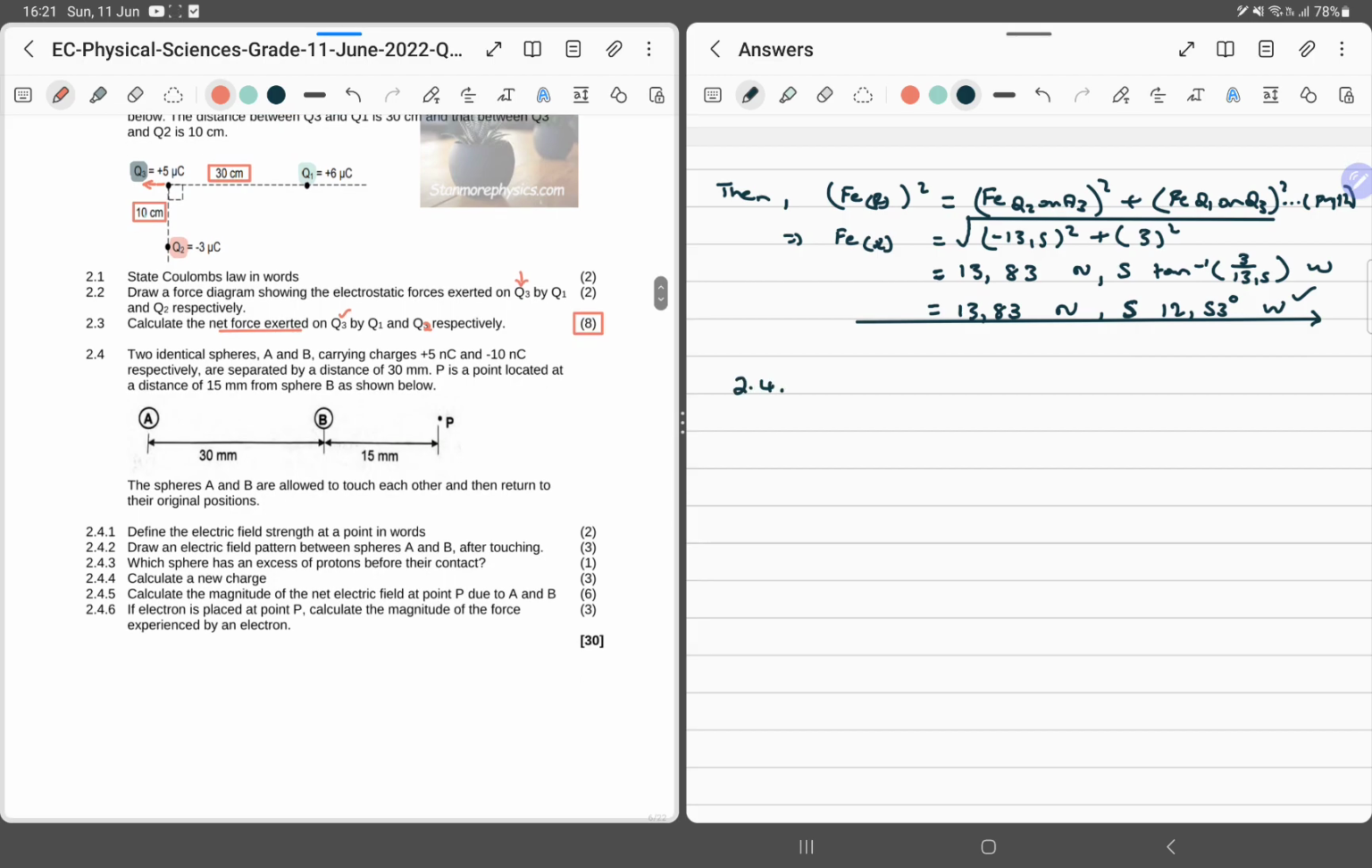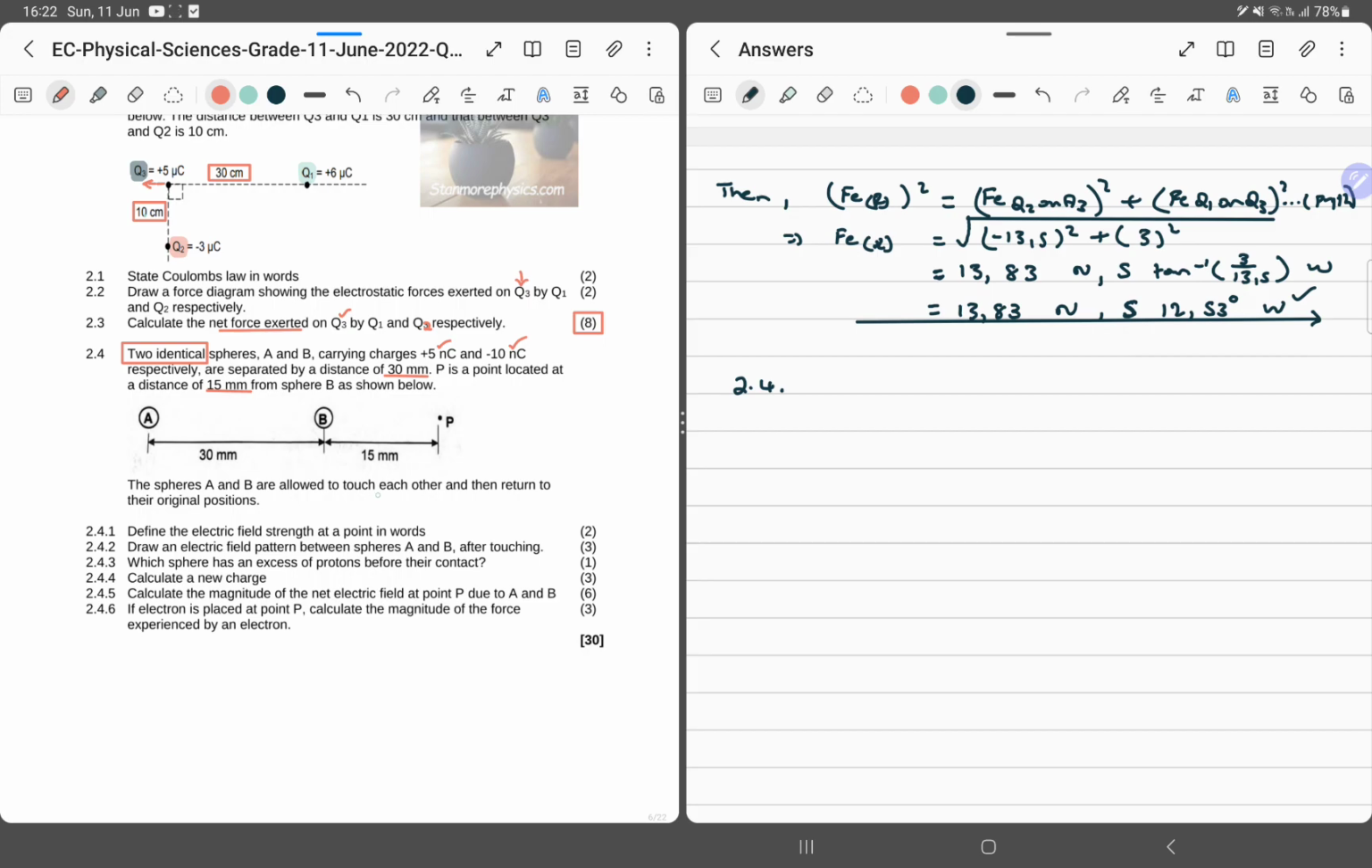Now, 2.4 says 2 identical spheres. What do we mean identical? They are of the same weight or size, volume in space, but probably not the same charges. A and B are carrying charges, plus 5 nanocoulombs and minus 10 nanocoulombs, respectively, and are separated by a distance of 30 millimeters. P is a point located at 15 millimeters from sphere B, as shown.